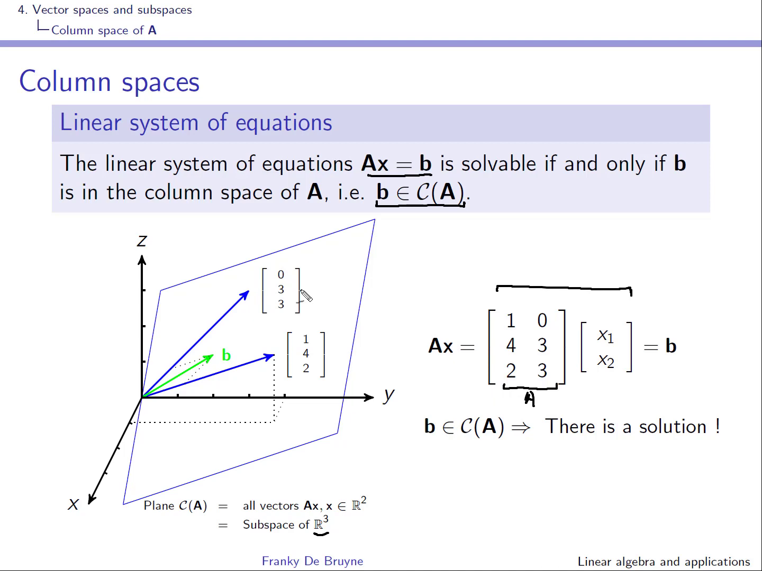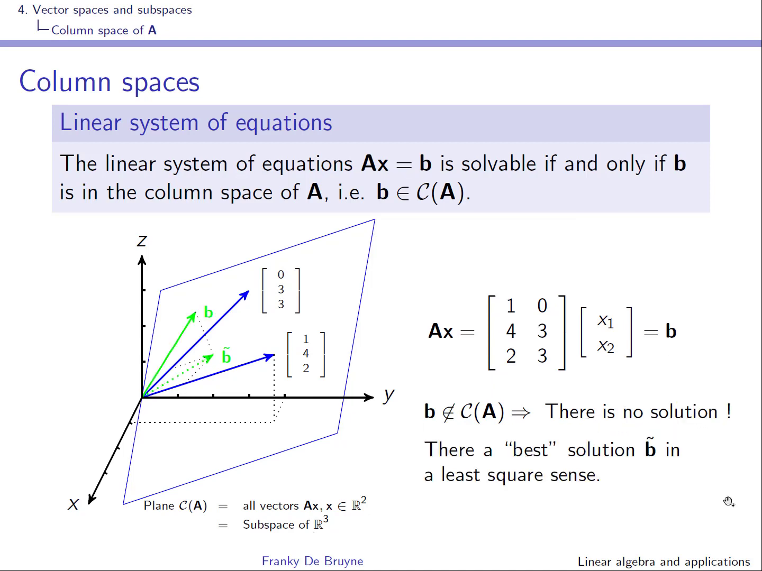So if b is in the column space, this means that b is in the plane over here. And if it is in the plane, it can be written as x1 times the first column plus x2 times the second column. So this will be x1 over here, and this will be x2 over here. So there is a solution.